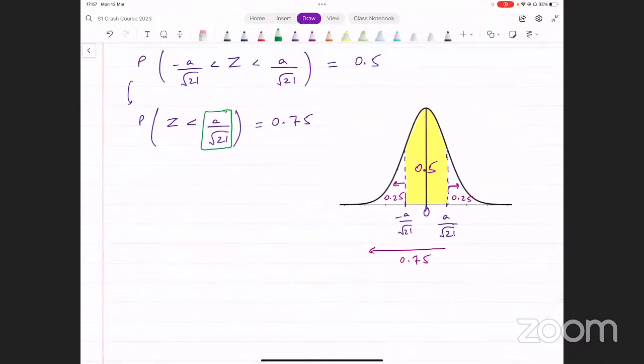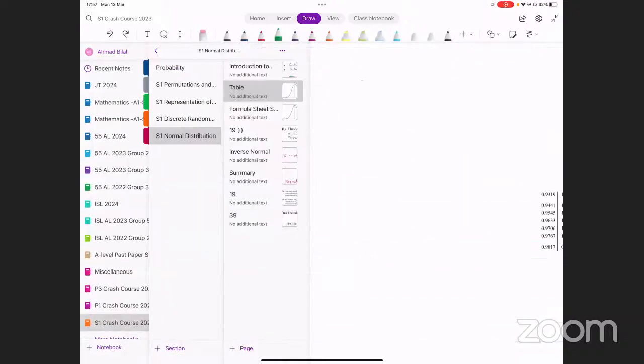We know that the area to the left of this value is 0.75. We need to find the corresponding value of z for this. All right, let's go to the table. The probability is 0.75.